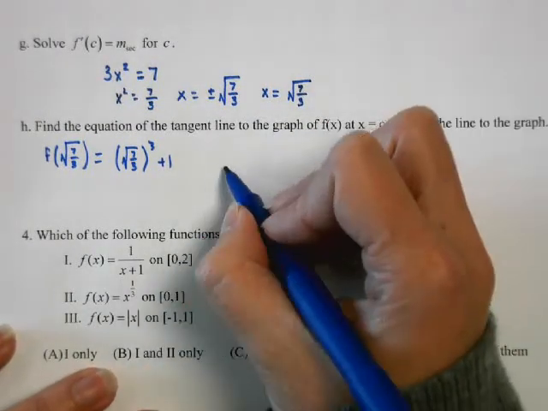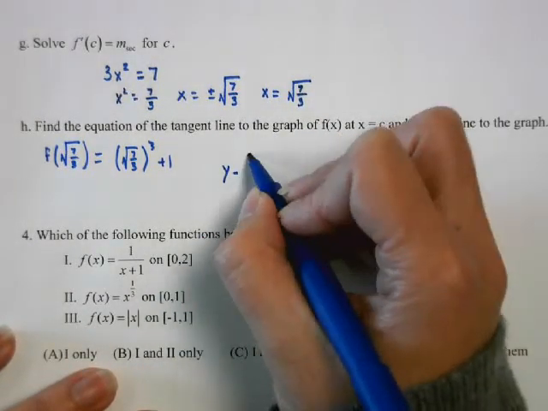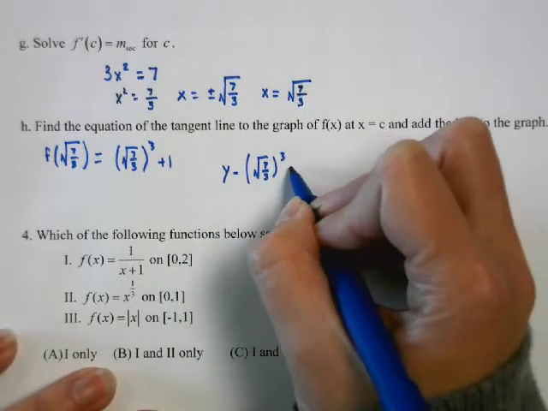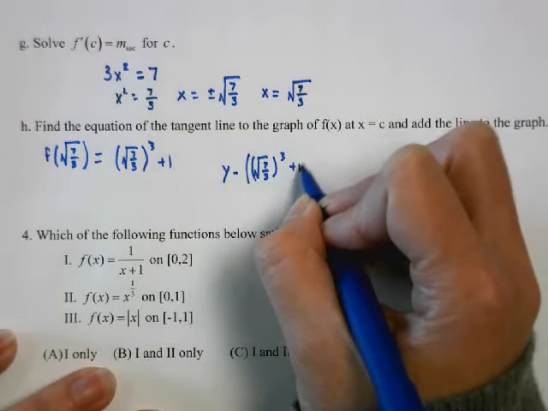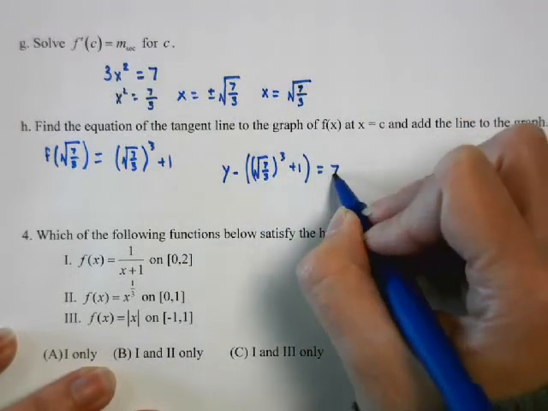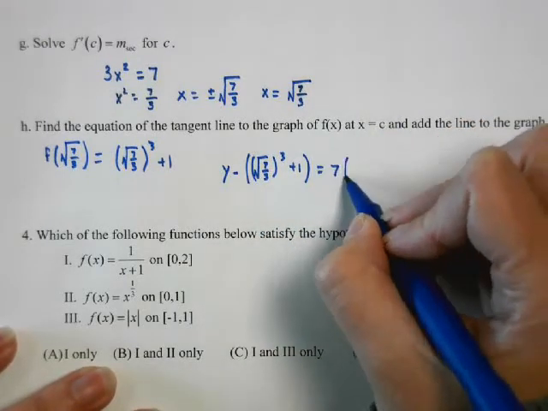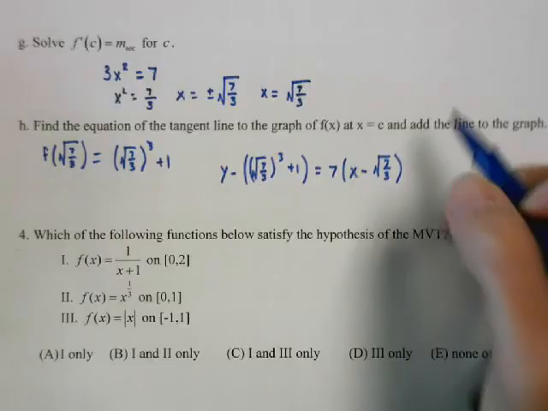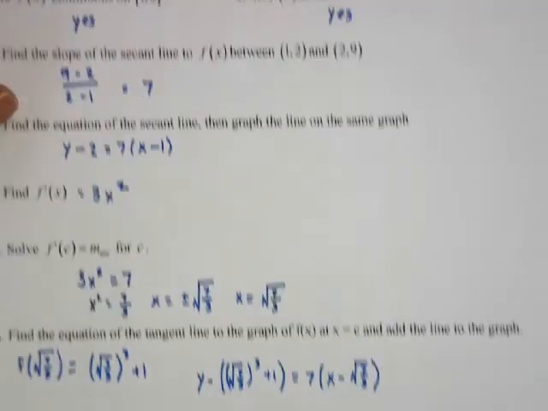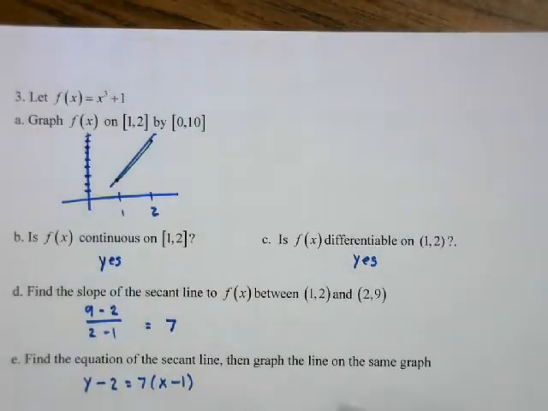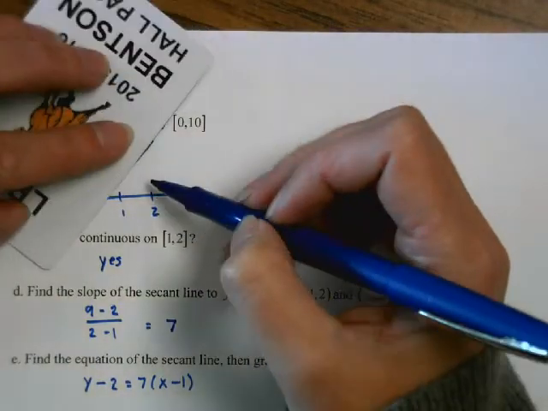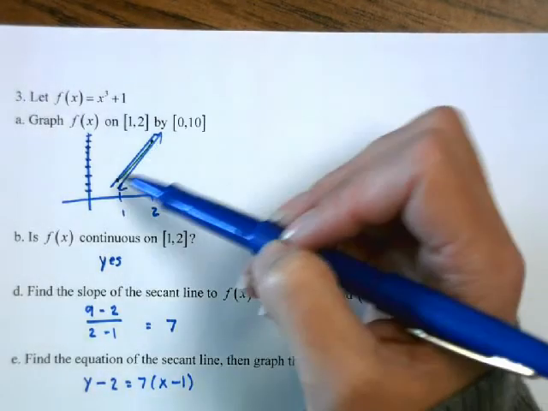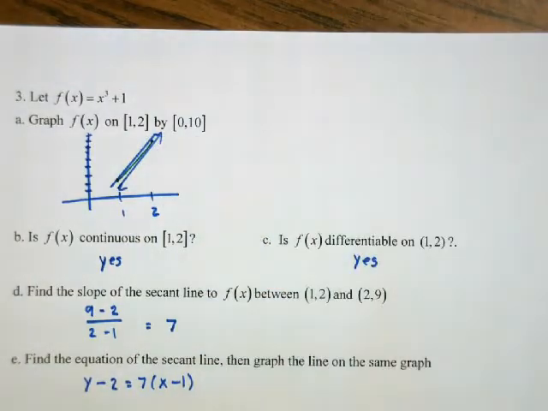So the tangent line here would be y minus root 7 over 3 cubed plus 1 equals our slope, which is still 7, times x minus root 7/3. The graph, going back up here to the top, the point, so root 7/3 is in here somewhere. We're talking about where the slope of this little curved piece is equal to that.